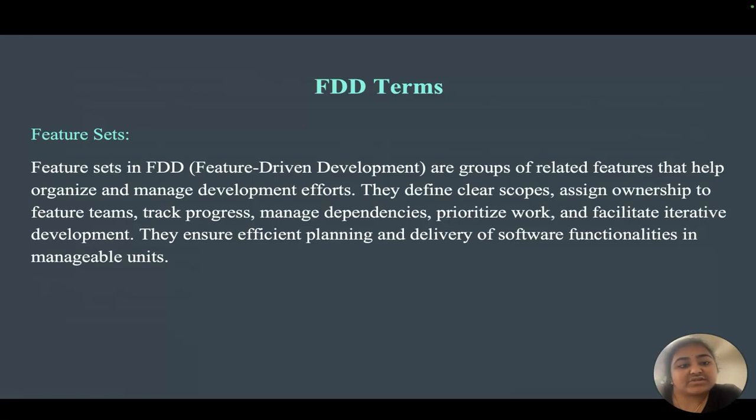Next are feature sets. These are groups of related features that help to organize and manage the development efforts. They define clear scopes, assign ownership to the feature teams, track progress, manage dependencies, prioritize the work and facilitate iterative development. They ensure effective planning and delivery of the software functionalities in manageable units.